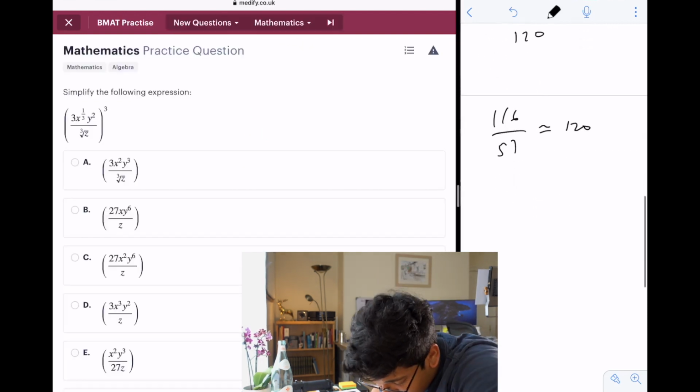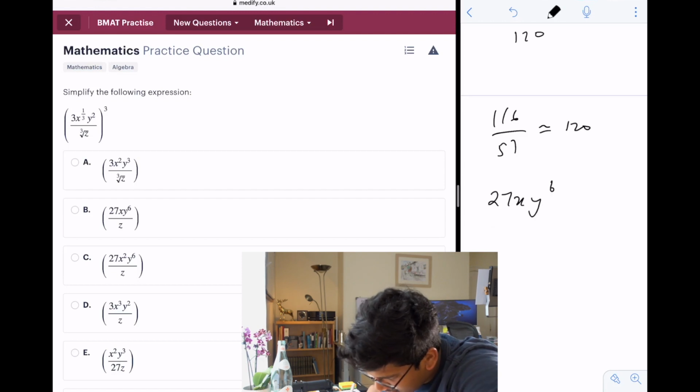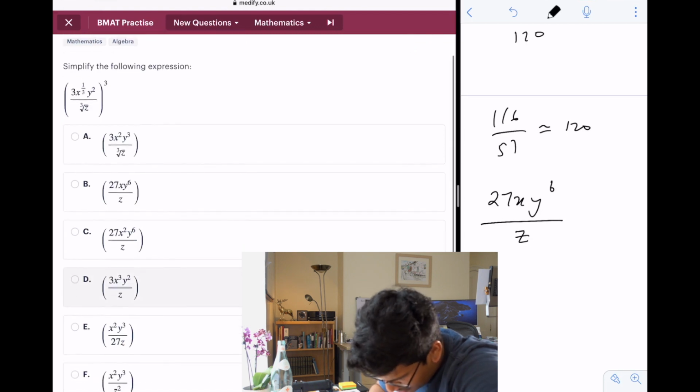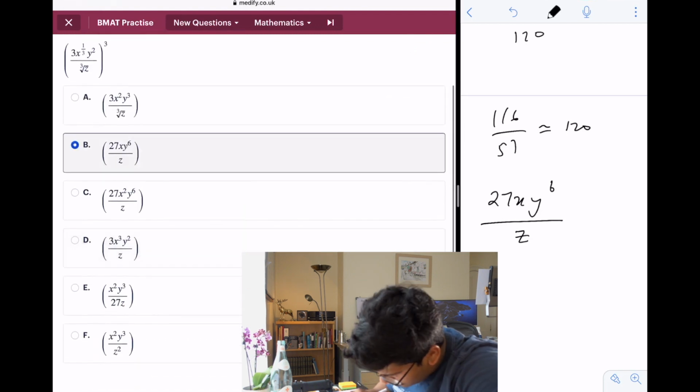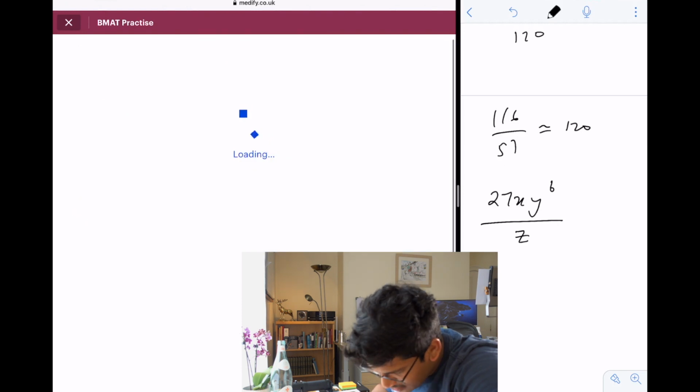Simplify the following expression. Yikes, okay. So let's just cube them all out. So that goes to 3 times 3 times 3 is 27x y to the power 6 over z. So be that one. Nice.